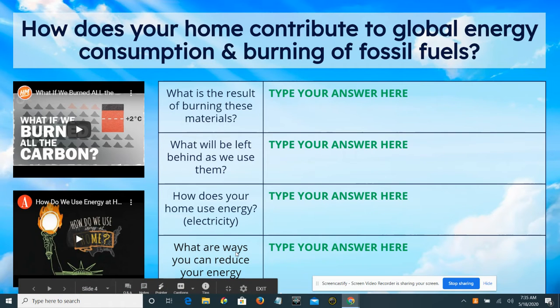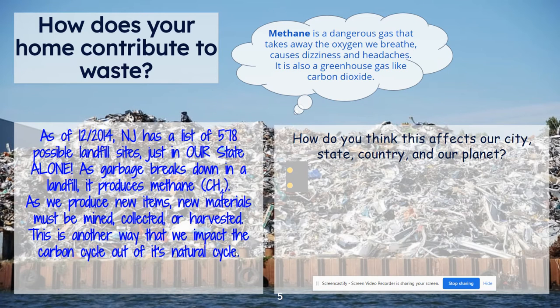What are ways you can reduce your energy consumption? Okay, how does your home contribute to waste? So again, you'll see there's information on the left and your answers go on the right. Okay, so I'm going to read and then I'll get to the cloud up top. As of December 2014, New Jersey has a list of 578 possible landfill sites. Just in our state alone, we have a tiny little state, lots of people. As garbage breaks down in a landfill, it produces methane gas, which is CH4. So there's some of our carbons, right?